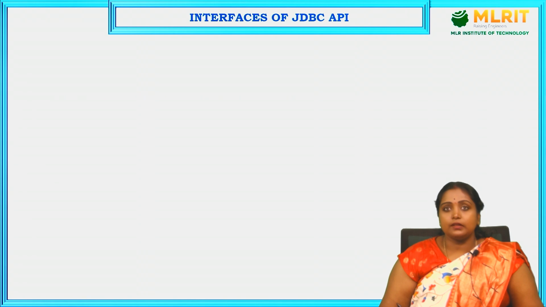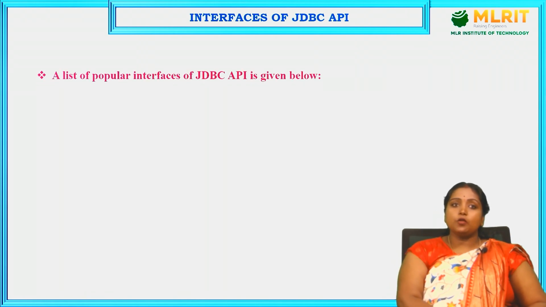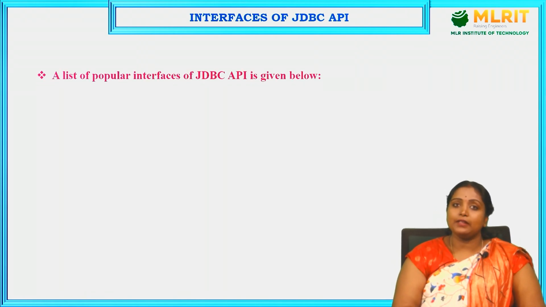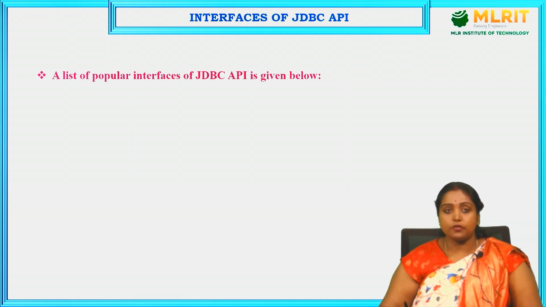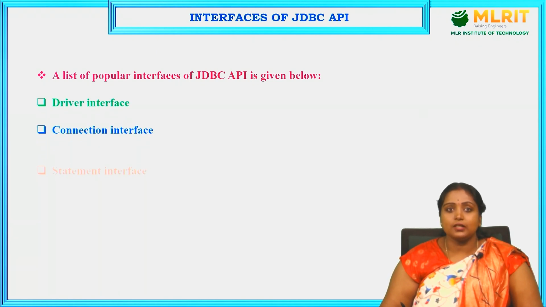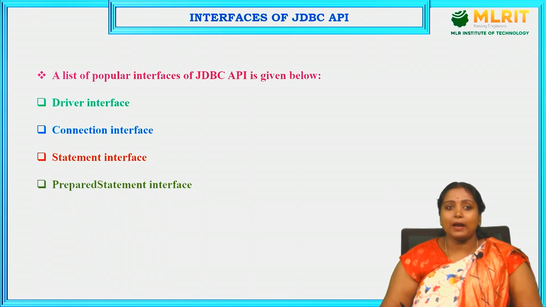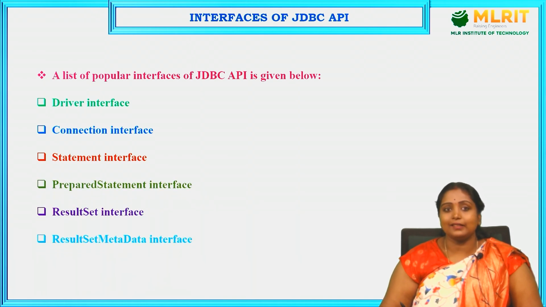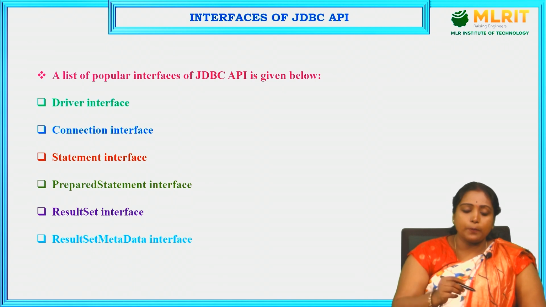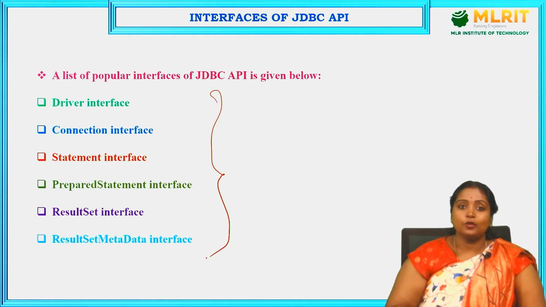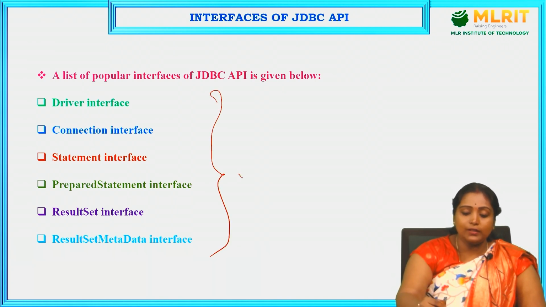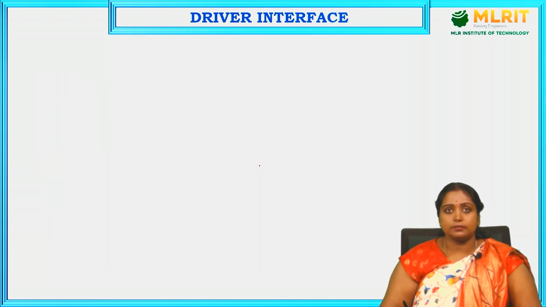Coming to the interfaces of the JDBC API. In order to use JDBC, we have some built-in classes and interfaces. Here is some of the list: the Driver interface, Connection interface, Statement interface, PreparedStatement interface, ResultSet interface, ResultSetMetaData interface. Some more are the DatabaseMetaData interface, like that. But the most popular interfaces are these 6. In this session, we are going to see all these 6 interfaces.